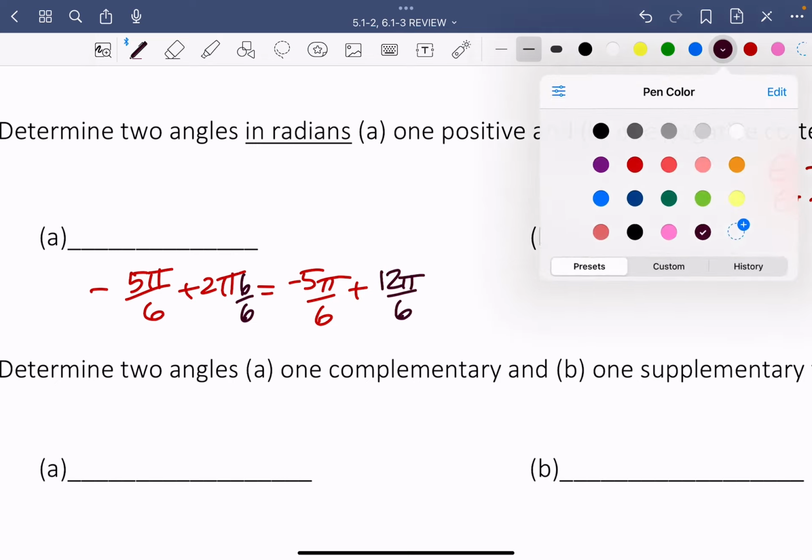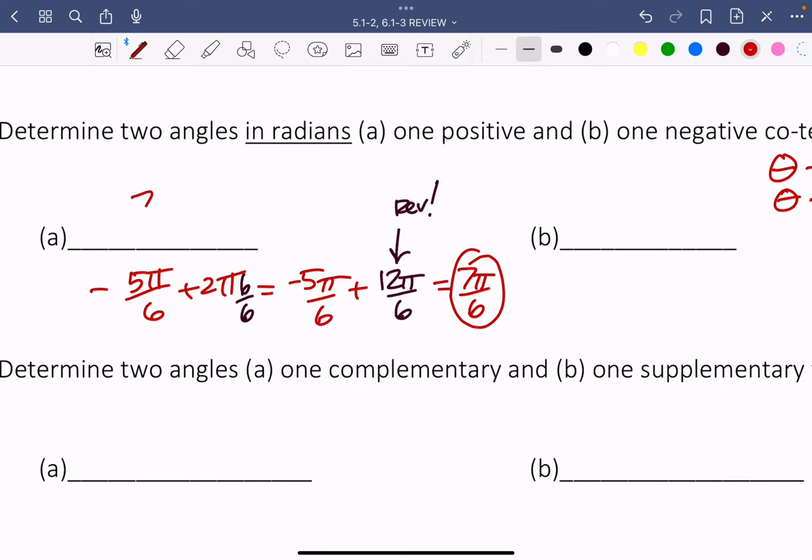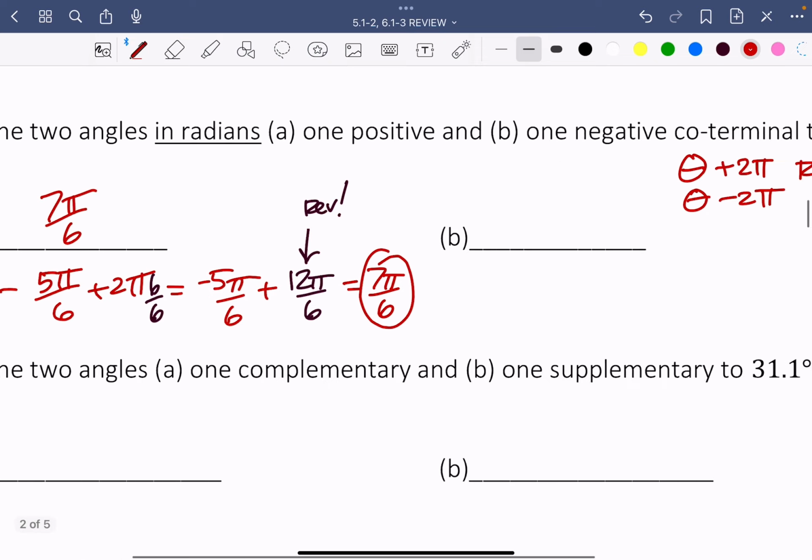So now if I add, this is the same as adding a wasted revolution. And so when I add that to my already negative 5 pi over 6, I'm going to get 7 pi over 6. So that is going to be coterminal to my original.